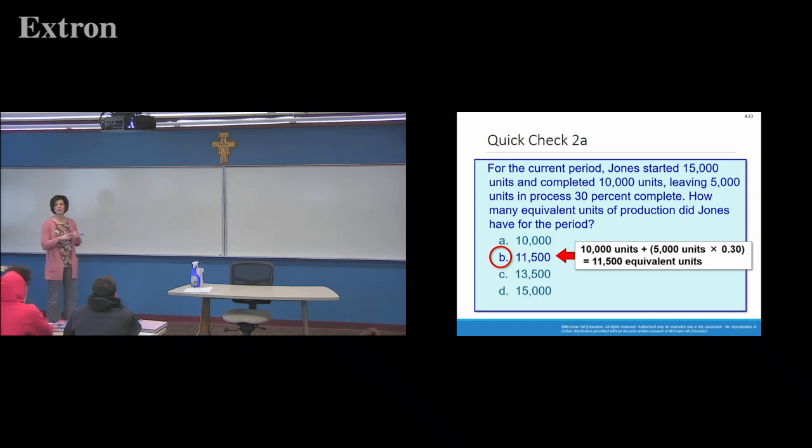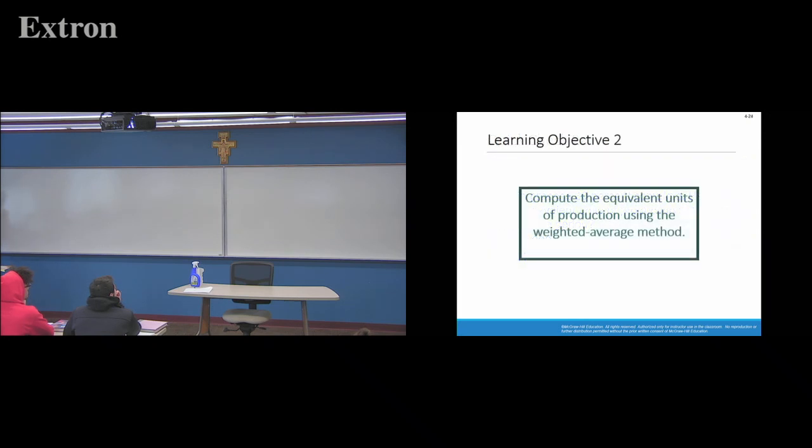So we want to know how many units transferred out, because if they transferred out, that means they were done or completed in that department. We also need to know the number of units that remain in the department, and we need to convert those units to what we call equivalent units of production, equivalent units completed. So I think I used the example, it was like having 2 half glasses of water. When I add both those glasses together, I get 1 complete or 1 full glass of water, right? So that's how we're looking at this. And we did this quick check together, so we'll just move on from here.